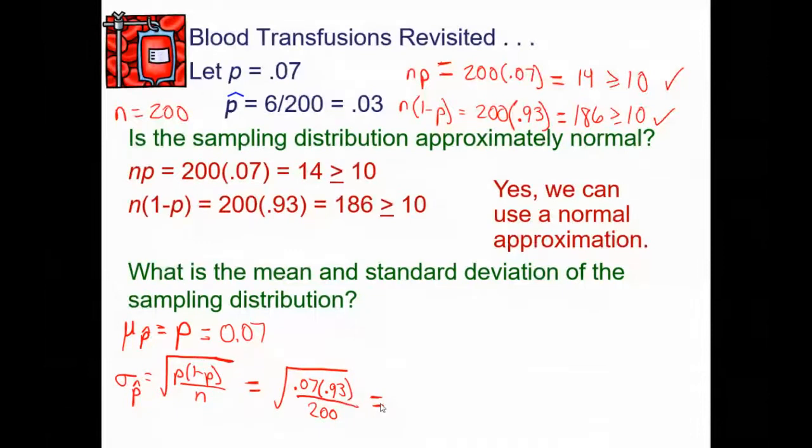So what does that give us to 3 decimal places? 0.018.